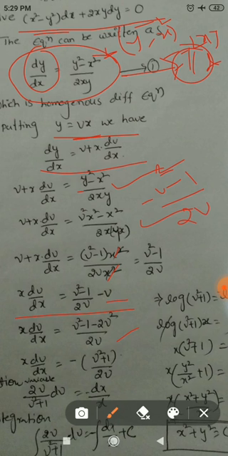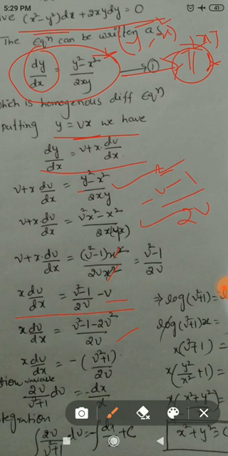Here observe that there are two variables, x and v. So now we will do the separation of variables. After separation of variables, we get 2v/(v² + 1) dv = −dx/x. After separation, we solve the above equation by integrating both sides: the integral of 2v/(v² + 1) dv equals minus the integral of dx/x plus c.